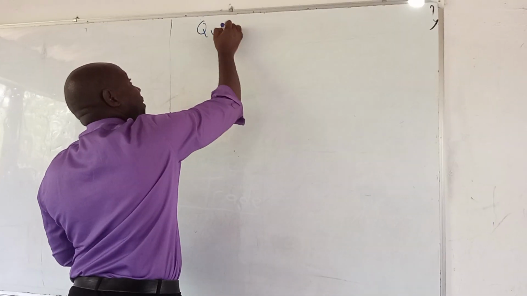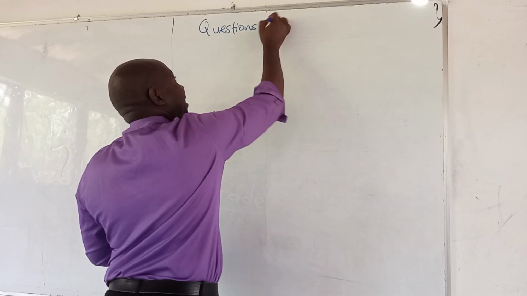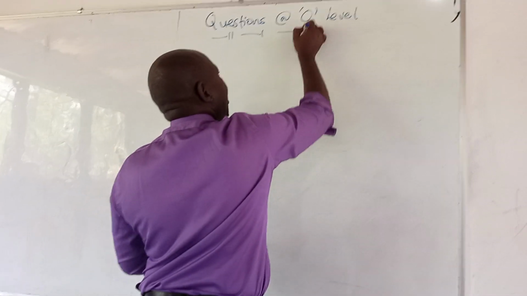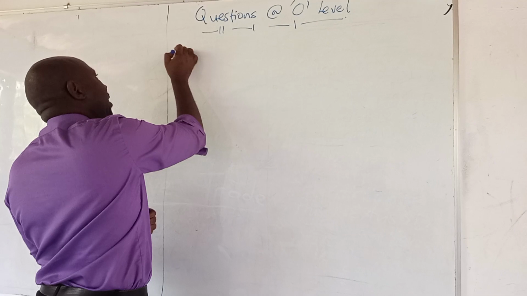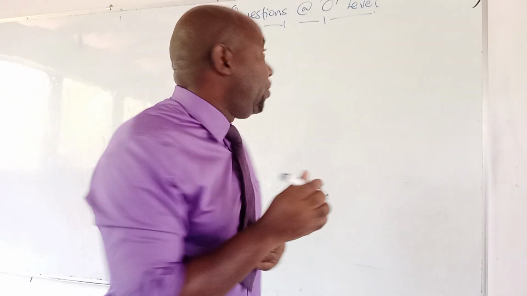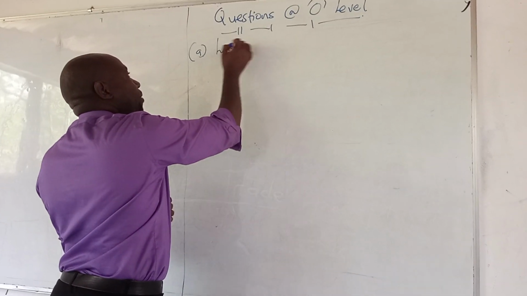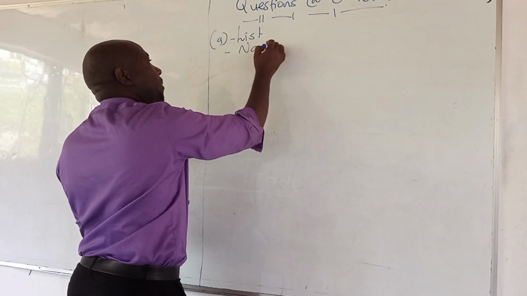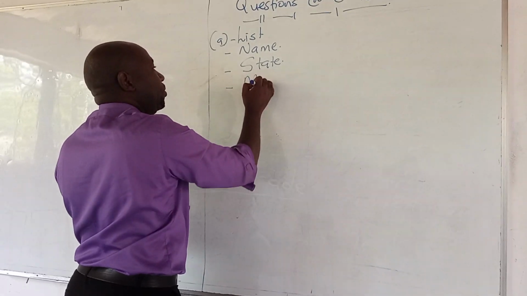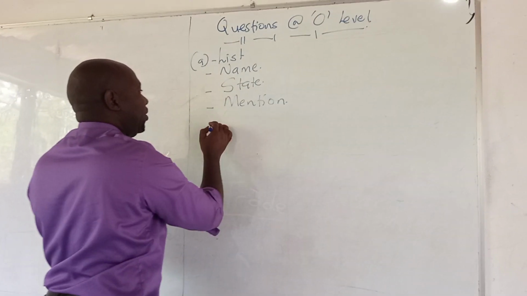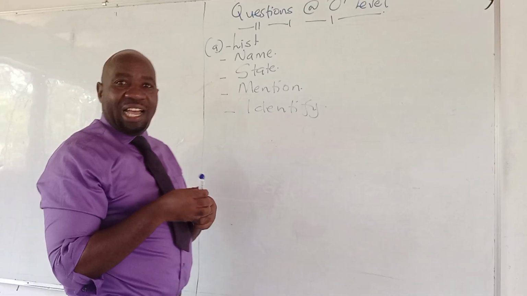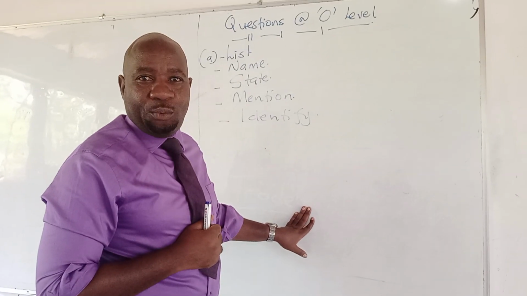So let's write the subject, questions at O-level. What should be done? Let's start with component A. Questions that come on component A will ask you to list, to name, to state, to mention, to identify. So these are the part A's that we have.